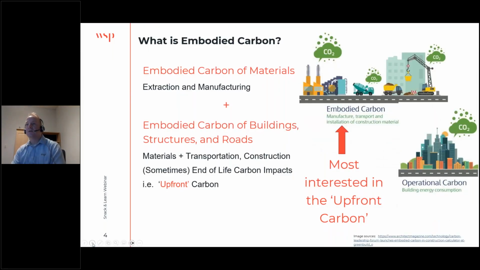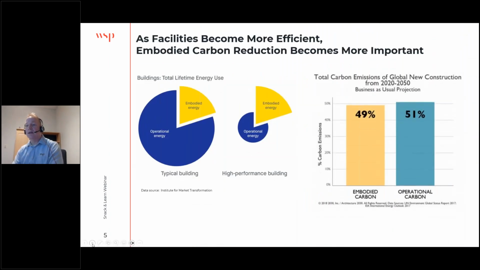Embodied carbon of concrete. What is it? We're really most interested in the embodied carbon, or the CO2 emissions that are a result of extraction and manufacturing and transportation and construction, sometimes the end of life impacts, but what we're most interested in is the upfront carbon. We're not talking about the operational carbon that results from operation of a building or an infrastructure asset, such as the heating, the ventilation, the cooling, lighting. We're really most interested in the CO2 emissions that are a result of the building materials that are used for construction.